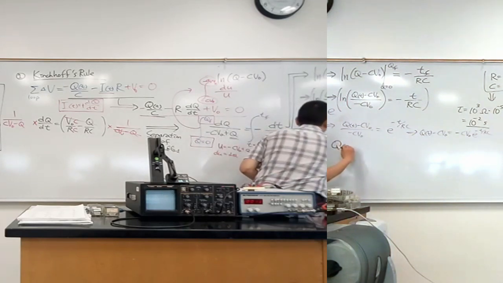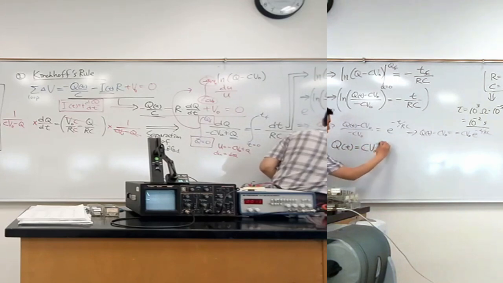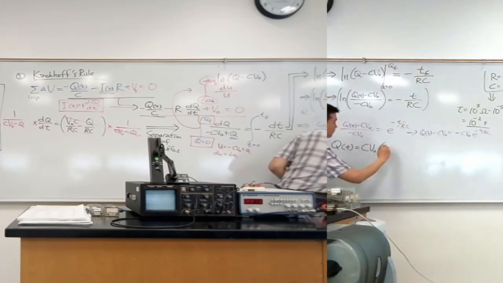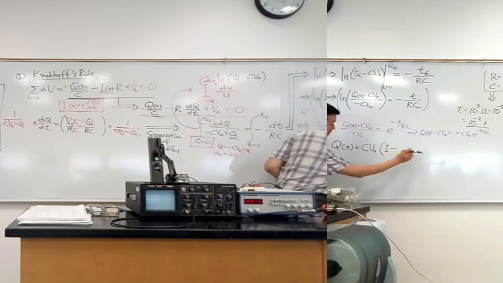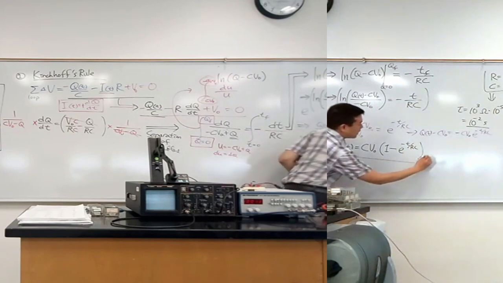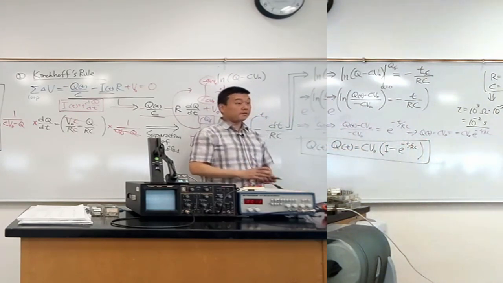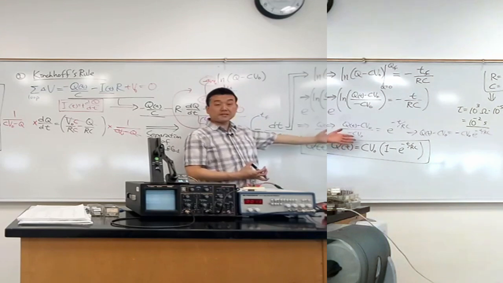Q of T is equal to CV naught factored out. So I have 1 minus e to the minus T over RC. I think some of you actually got this in your lab, but in case you didn't, this is the term that you are supposed to end up with. It's not quite as simple as the other one.